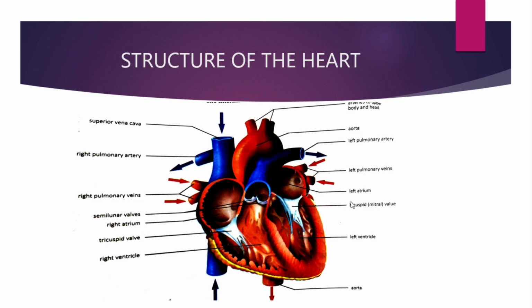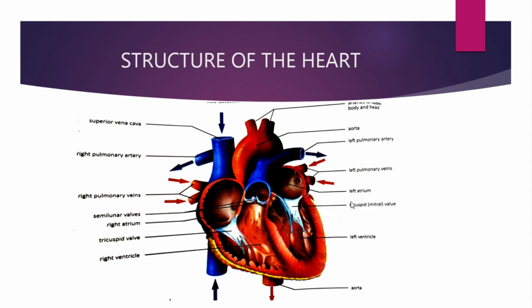The atrioventricular valves present in the heart, the bicuspid and tricuspid, these are the valves present in the heart. These valves prevent the backflow of the blood and maintain a one-way flow in the heart. So the semilunar valve, the bicuspid valve, also known as the mitral valve, and the tricuspid valve, these are present in the heart.